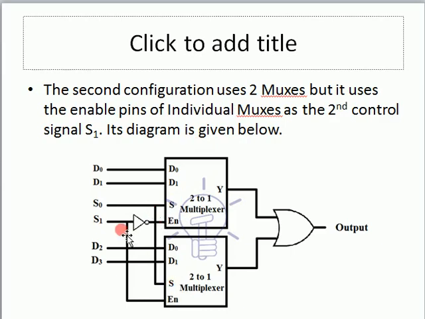And in the next, here you see this S1. At this mux we get the implementation of S1, and in the second mux we have D2 and D3, with the direct S0 here and S1 here. After that both outputs go to the OR gate, and that's how we get our output here.